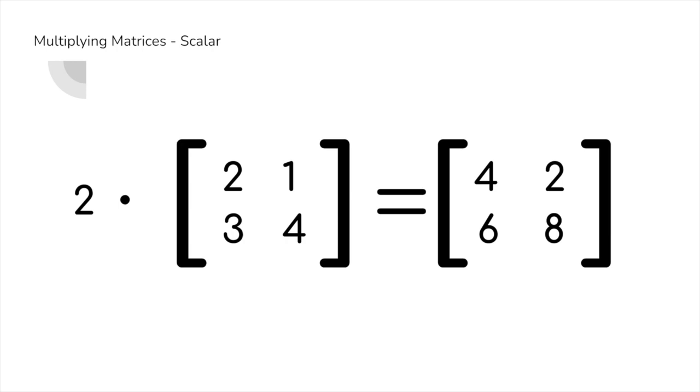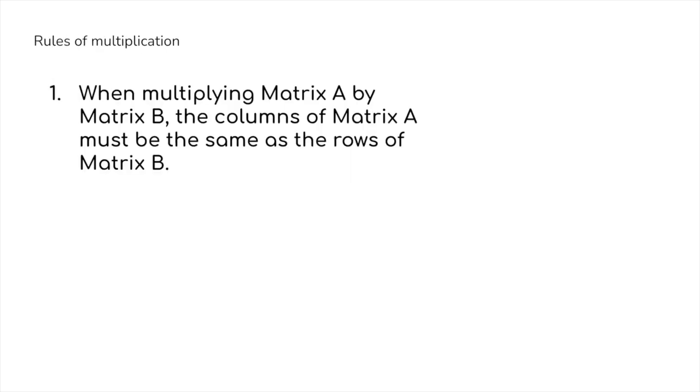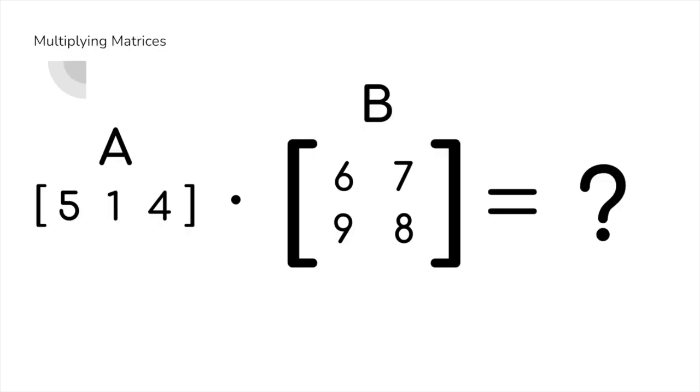However, if we want to multiply two matrices together, it gets a bit more confusing. If we want to multiply two matrices, A and B, the number of columns in matrix A have to be the same as the number of rows in matrix B. Let's try to visualize this. We have here matrix A and B, and we want to find out what A times B is, which is multiplying matrix A and B.